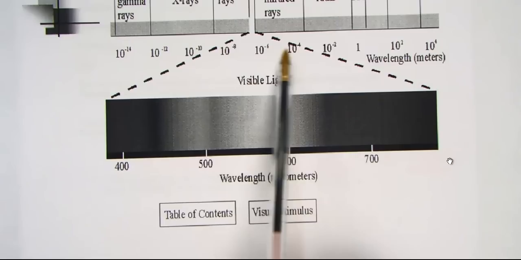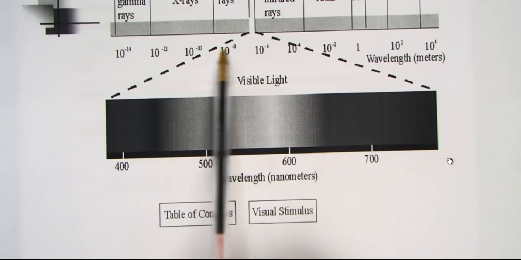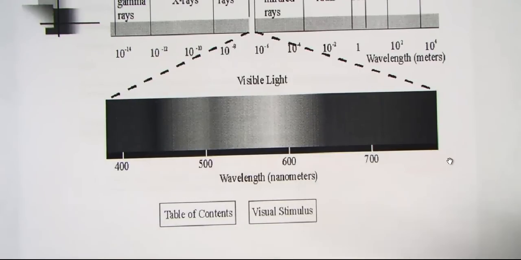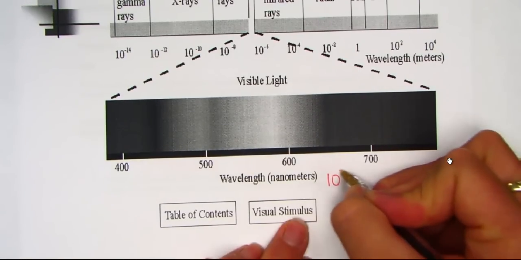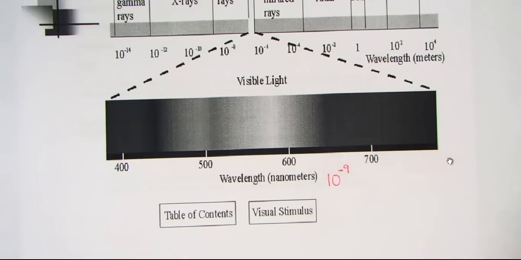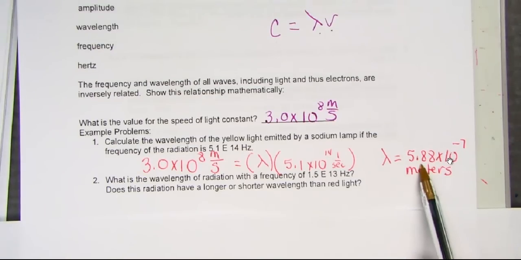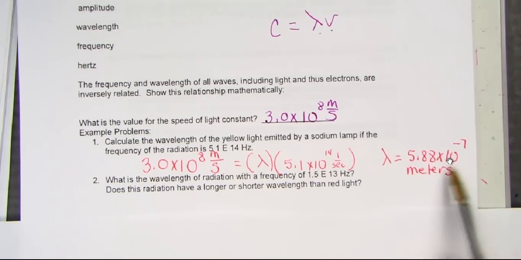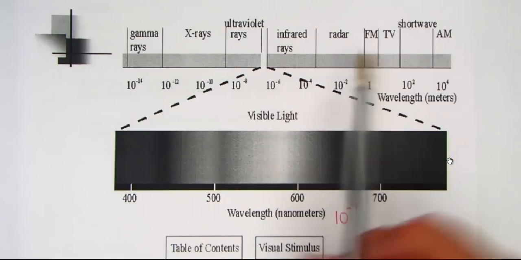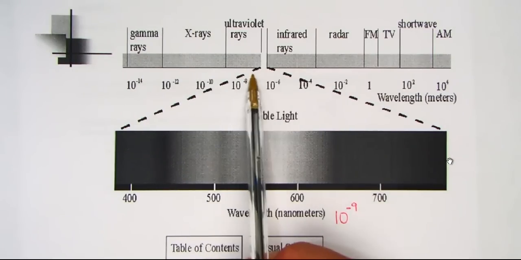Notice here, these are wavelengths given to us in meters. Down here, they're nanometers. By the way, nano is 10 to the negative 9th. So thinking about the answer we just found, 5.88 times 10 to the negative 7th meters, does that fall in the visible light spectrum?